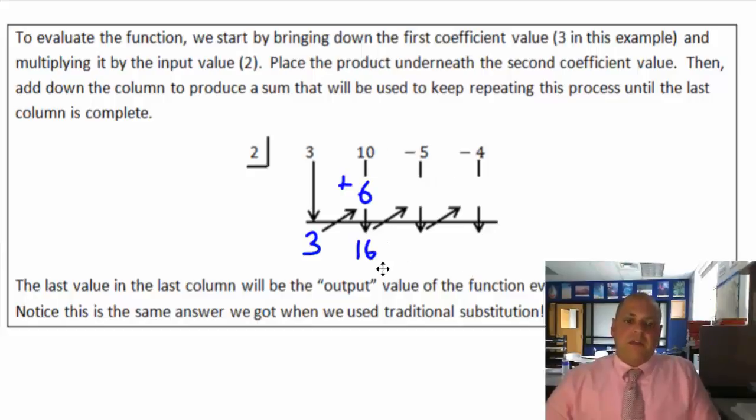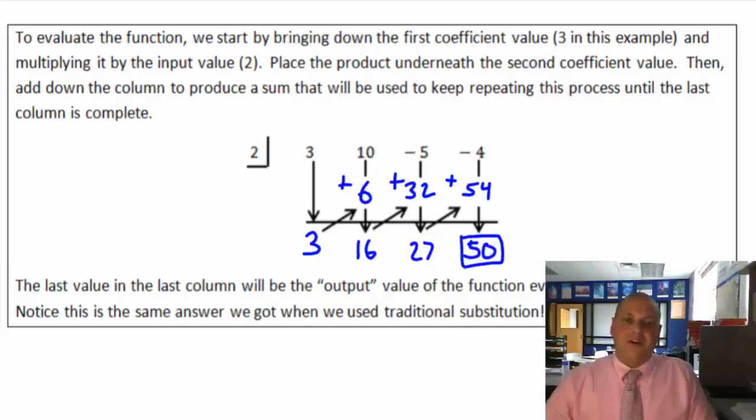Okay? Take the 16. Multiply by 2. 32. That goes here. Add down. See the arrow going down? You add down, and that gives you 27. Take the 27, multiply by 2. 54. Add down. 54 and negative 4 is 50.